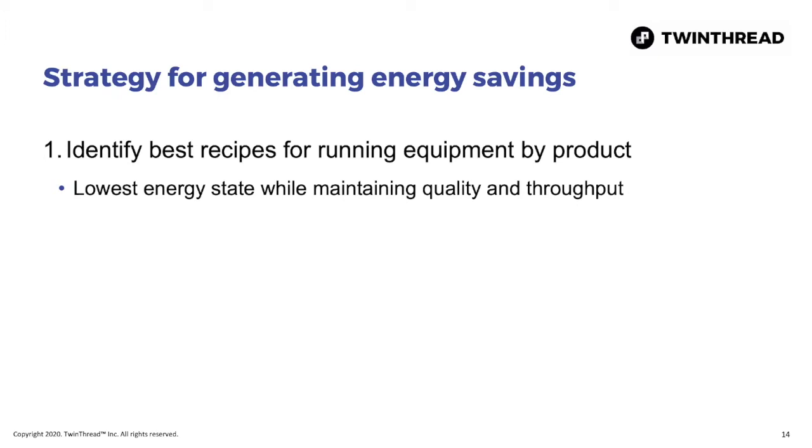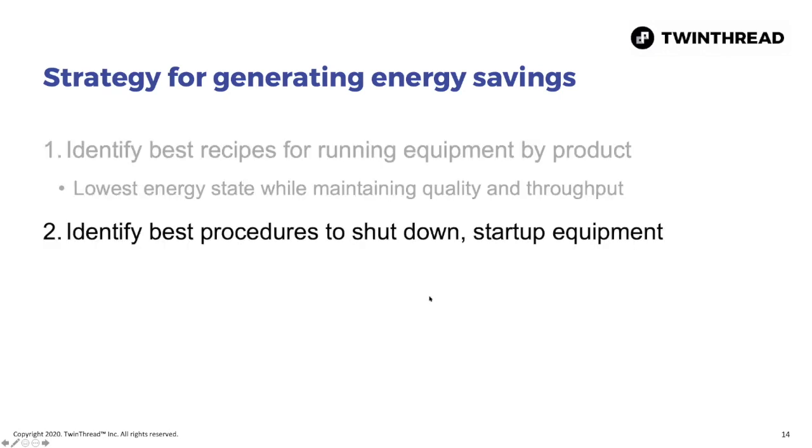You know, the economics of poor quality and poor production are always going to outweigh, frankly, the economics of energy. And so it's really critical that those best recipes are developed based off of only the best running times, and maintaining that quality and throughput is essential to maintaining the economics of the gains around energy. The second piece I already mentioned at a high level is identifying the best procedures to shut down and start up equipment.